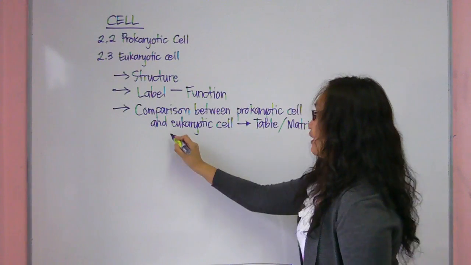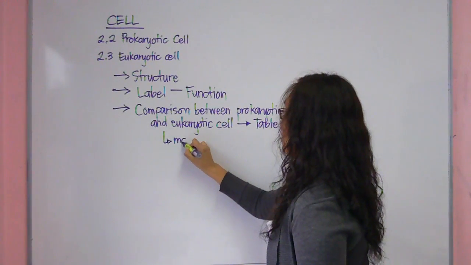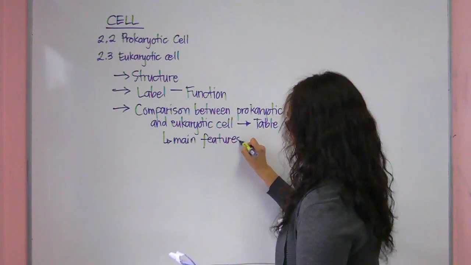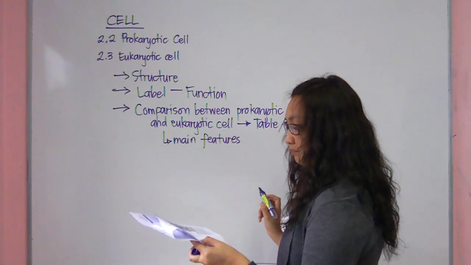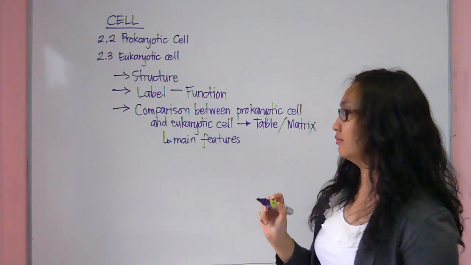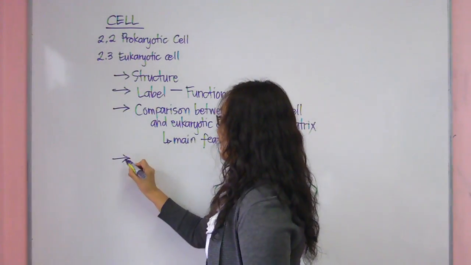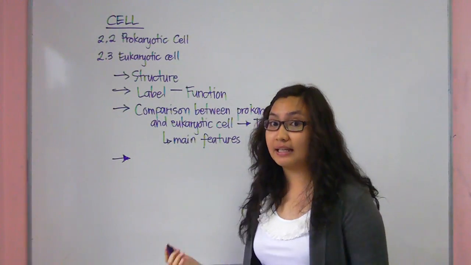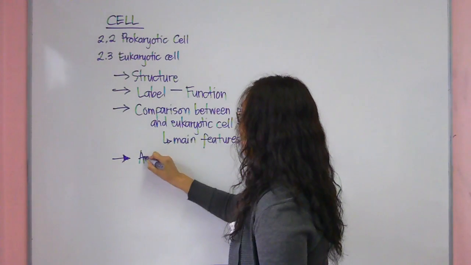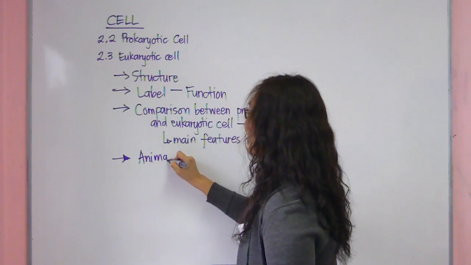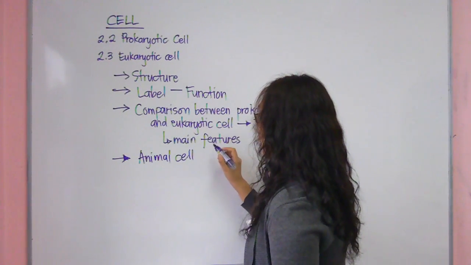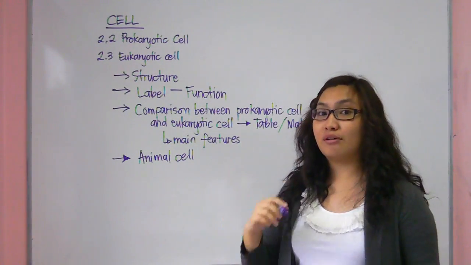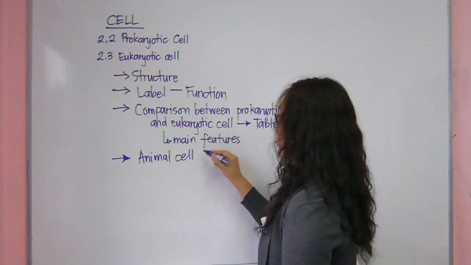So, showing the main features. Under eukaryotic cell, we can now elaborate that the eukaryotic cell has two types: the plant cell and the animal cell. Under animal cells and plant cells, there are still differences. So we can also show the comparison between the two by writing them down into a matrix.